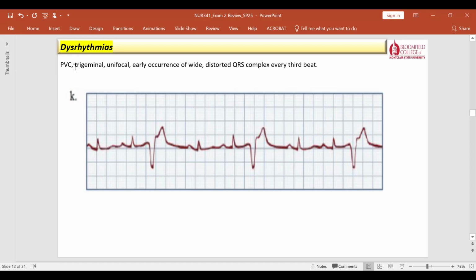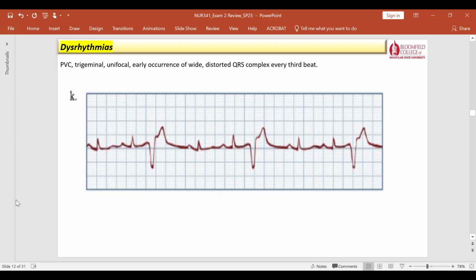So this is called trigeminal because it is consistent that we have two normal cycles and then one PVC. Two normal intrinsic natural cycles and then PVC. This is a trigeminal. The bigeminal would be one normal, good one, and then one pathologic or PVC, not good. So we have one good, normal, intrinsic, natural, and then PVC. That is called a bigeminal.